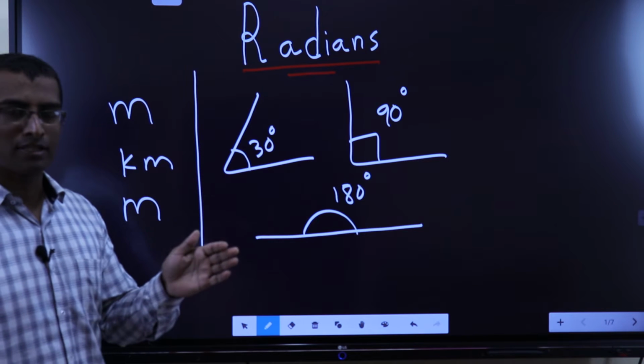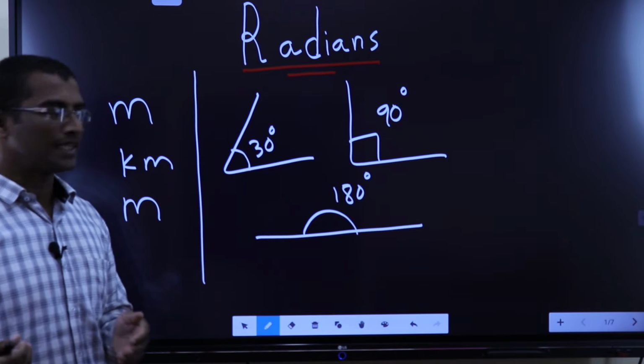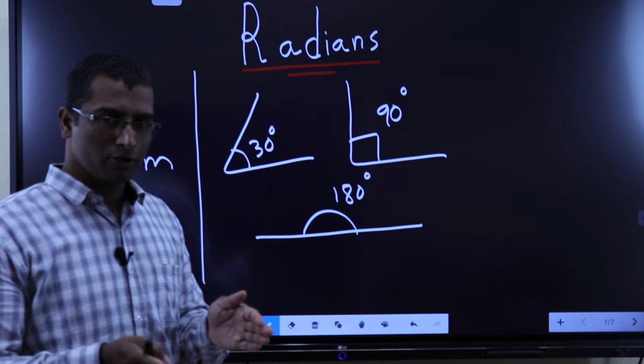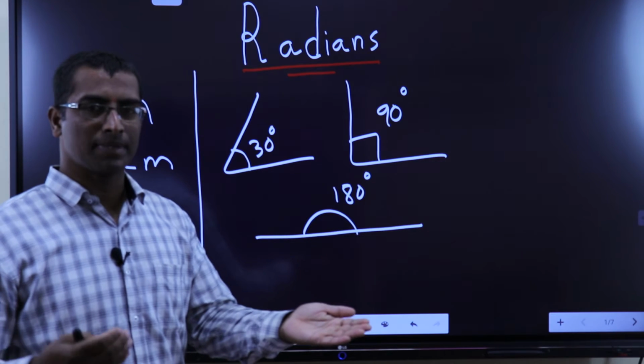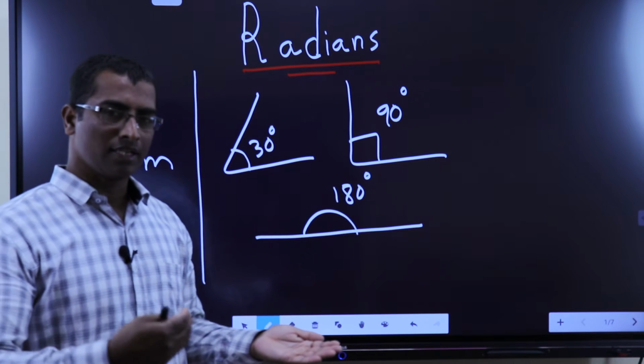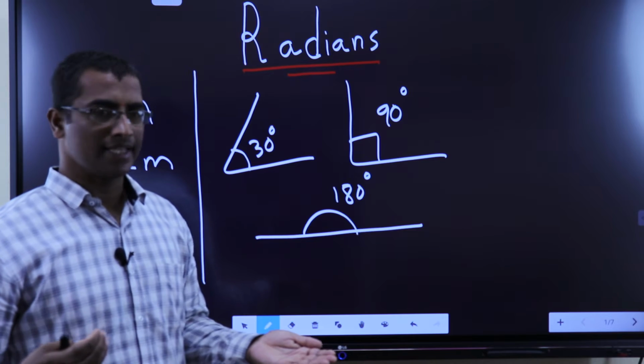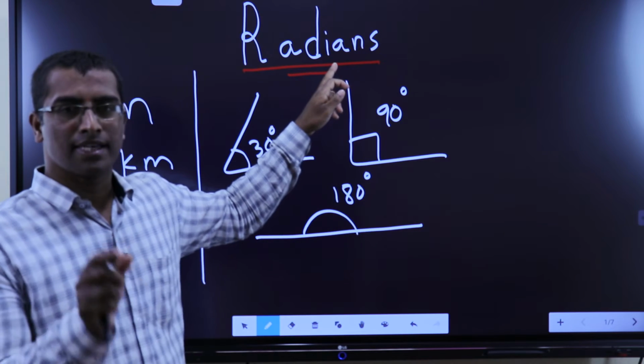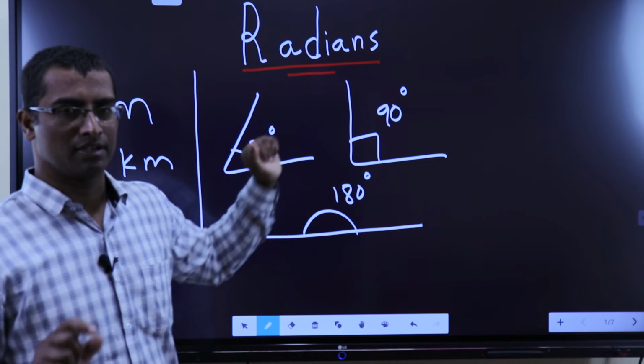For measuring the angle, so far you know the unit is degrees. In AS level, you will be learning a second unit for measuring the angle. The other unit for measuring the angle is radians. Clear? Radians is another unit to measure the angle.